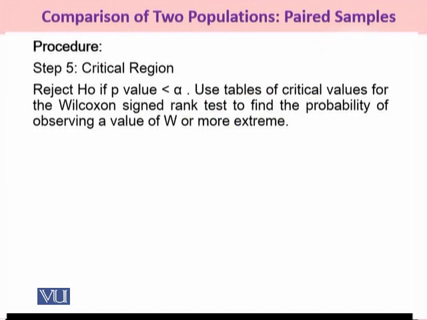Once you are done with that, you have to devise the critical region. So we reject H naught if our p-value is less than alpha. Using the tables of critical values for the Wilcoxon signed rank test, we find the probability of observing a value of W or more extreme.